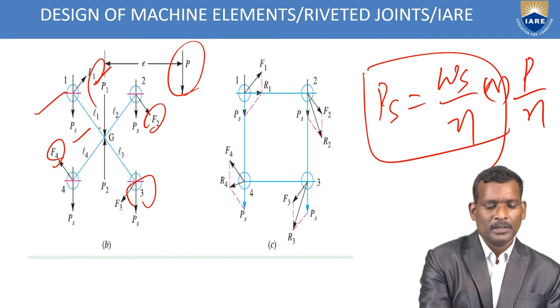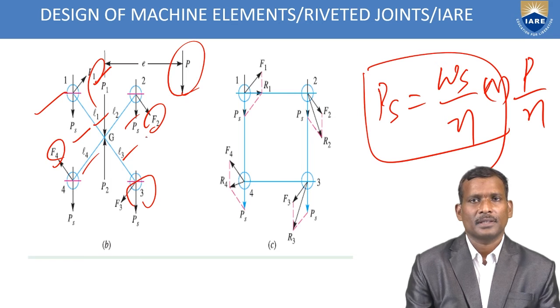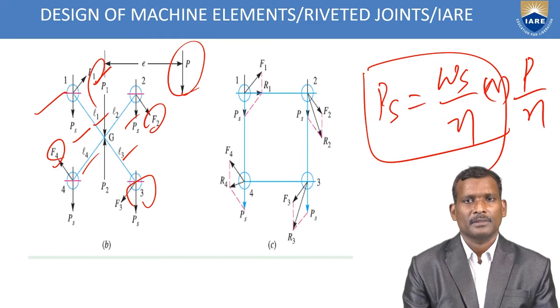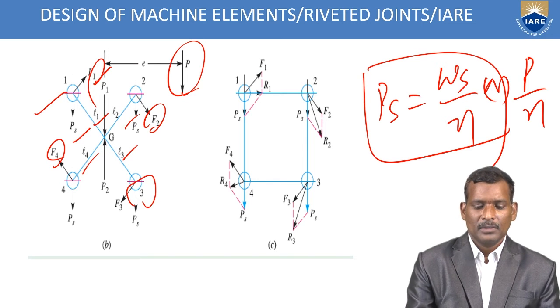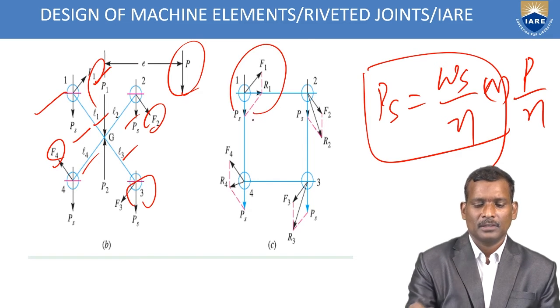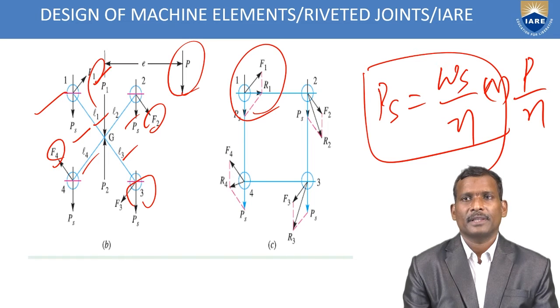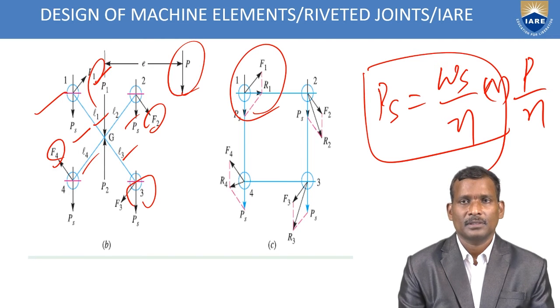Clear? So L1, L2, L3, L4 are distances from the center of the rivet to the center of gravity. What is the distance of the first rivet? First rivet center, that is L1, and similarly L2, L3, L4. Clear? And finally, draw this F1 and PS diagram and find the resultant shear stress. So identify which rivet is heavily loaded.